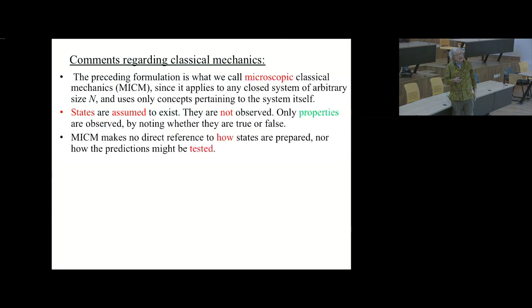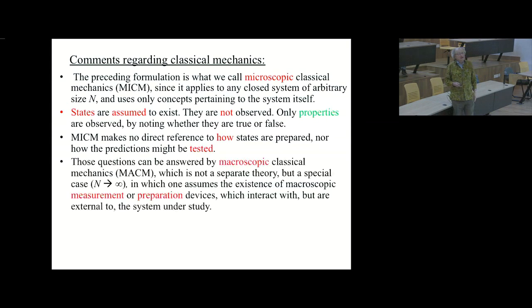Microscopic classical mechanics makes no direct reference to how the state got there, nor how the predictions about the truth of the properties might be tested. You just say, suppose the state is this. And nobody complains when you formulate classical mechanics. You just say, let the state be this, and the properties are either true or false. And that's microscopic classical mechanics.